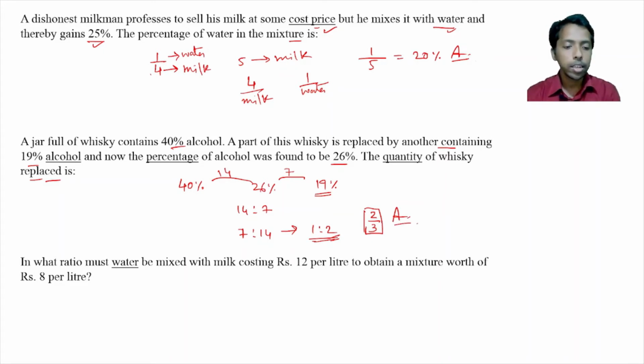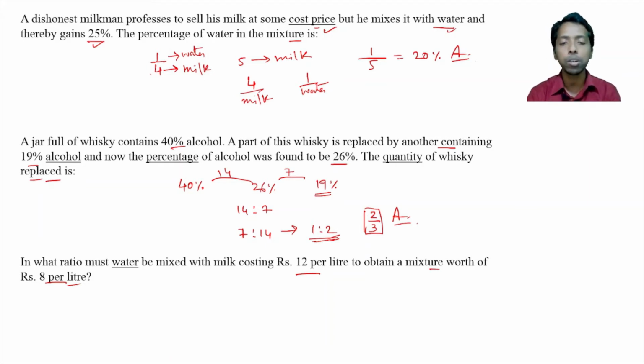Moving to next. In what ratio must water be mixed with milk costing rupees 12 per liter to obtain a mixture worth 8 rupees per liter? Very easy. We have done similar kinds of questions. Rupees 12 per liter initially, but it is now obtained worth rupees 8 per liter. Obviously some water is mixed, right? Otherwise there is no profit at all. So in what ratio must water be mixed with the milk costing rupees 12 per liter to obtain a mixture of 8 rupees per liter?